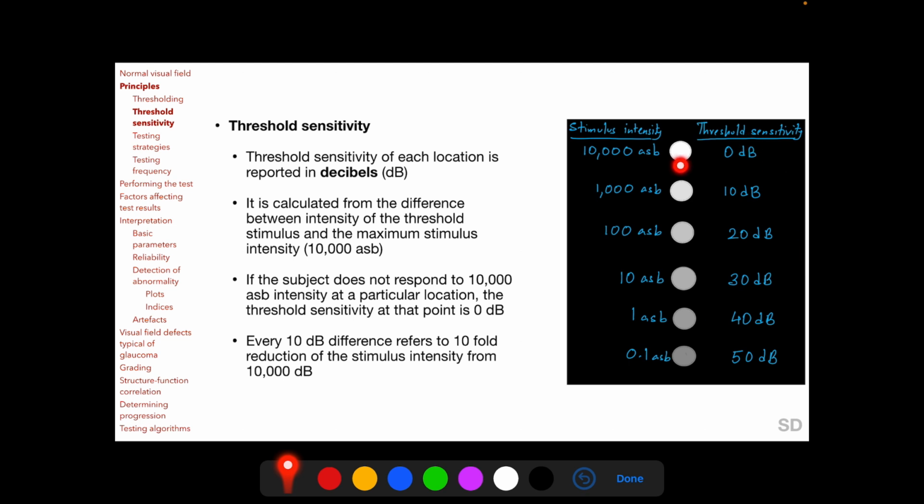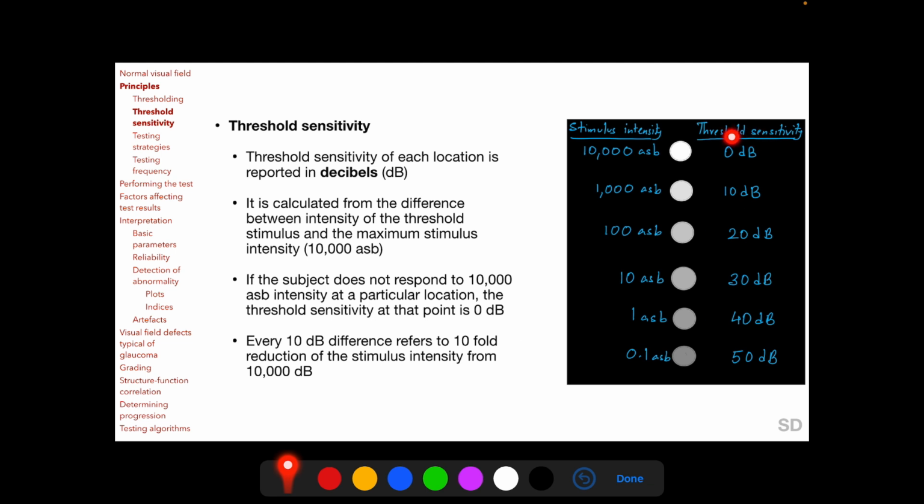In this diagram, these circles represent 6 intensities of stimulus among all the stimulus intensities that can be projected by the machine, from the brightest to the darkest. Against each of these 6 selected stimulus intensities, there is a stimulus intensity value in apostilbs and a threshold sensitivity value in decibels. The brightness of the 6 stimuli shown here starts from 10,000 apostilbs, the maximal stimulus intensity which can be projected by the machine, and decreases tenfold for every successive darker stimulus, up to 0.1 apostilbs.